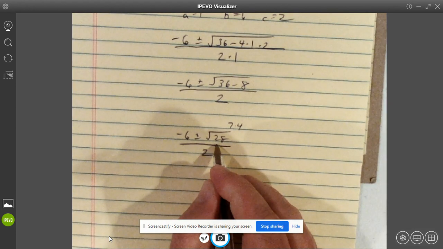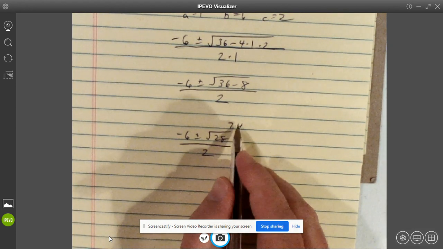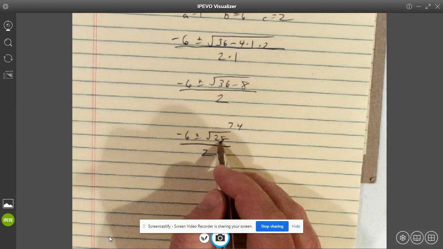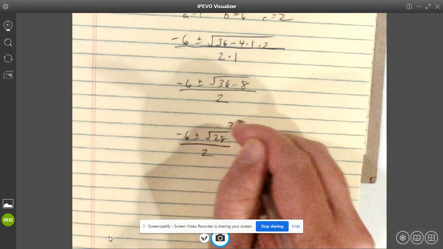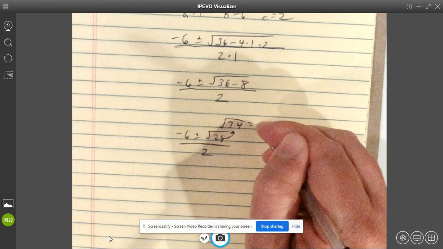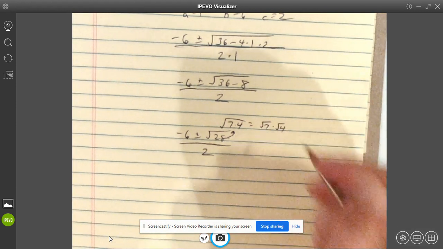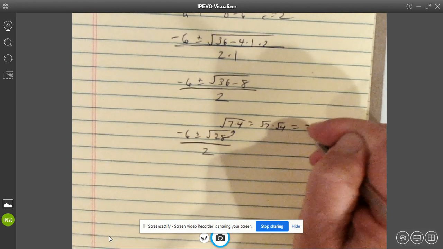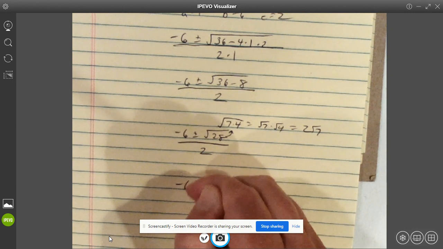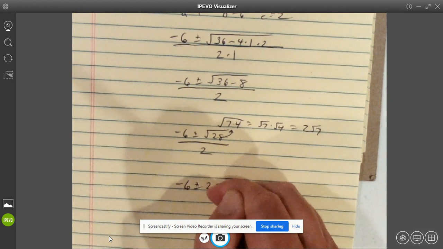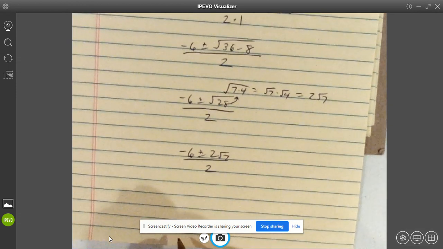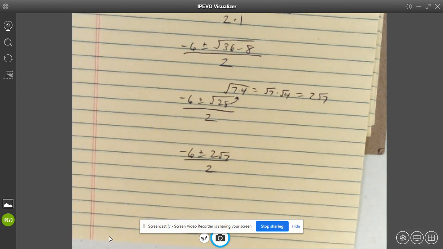Again, I'm looking for factors of 28 that are perfect squares, and 4 is a factor of 28. And so this is really the square root of 7 times 4, or the square root of 7 times the square root of 4, or 2 times the square root of 7. So I can simplify this a little bit more. -6 plus or minus 2 times the square root of 7 over 2. If you gave me that answer, I'd be fine with it. Okay. Now that's a good answer.